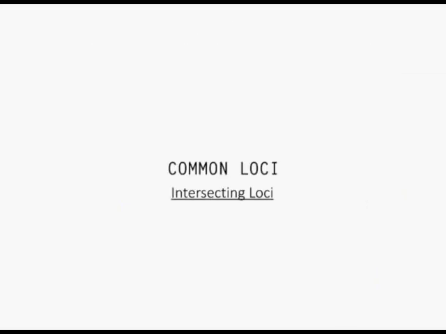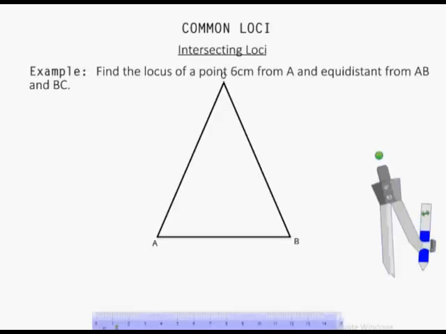Next, number 5, intersecting loci. Now, sometimes different loci could have a common point or even a region. For example, find the locus of a point 6 centimeters from A and equidistant from AB and BC. So the point or points must satisfy the two requirements or conditions. First condition, 6 centimeters from A.